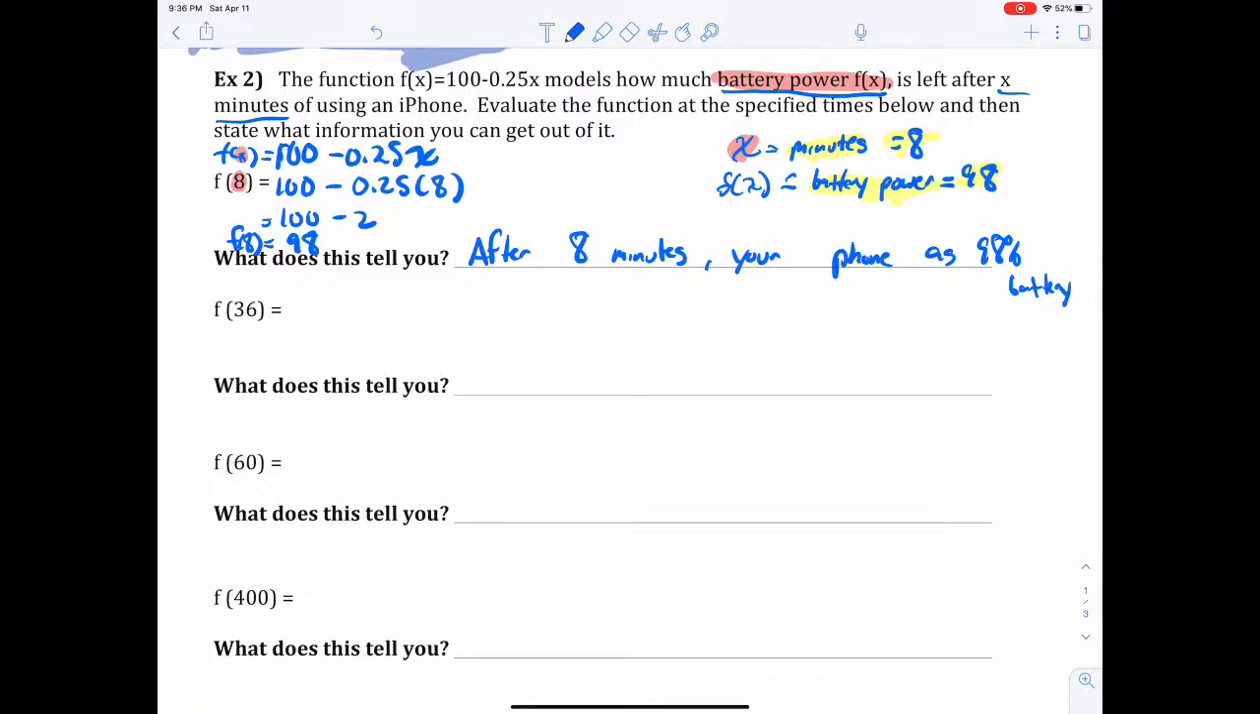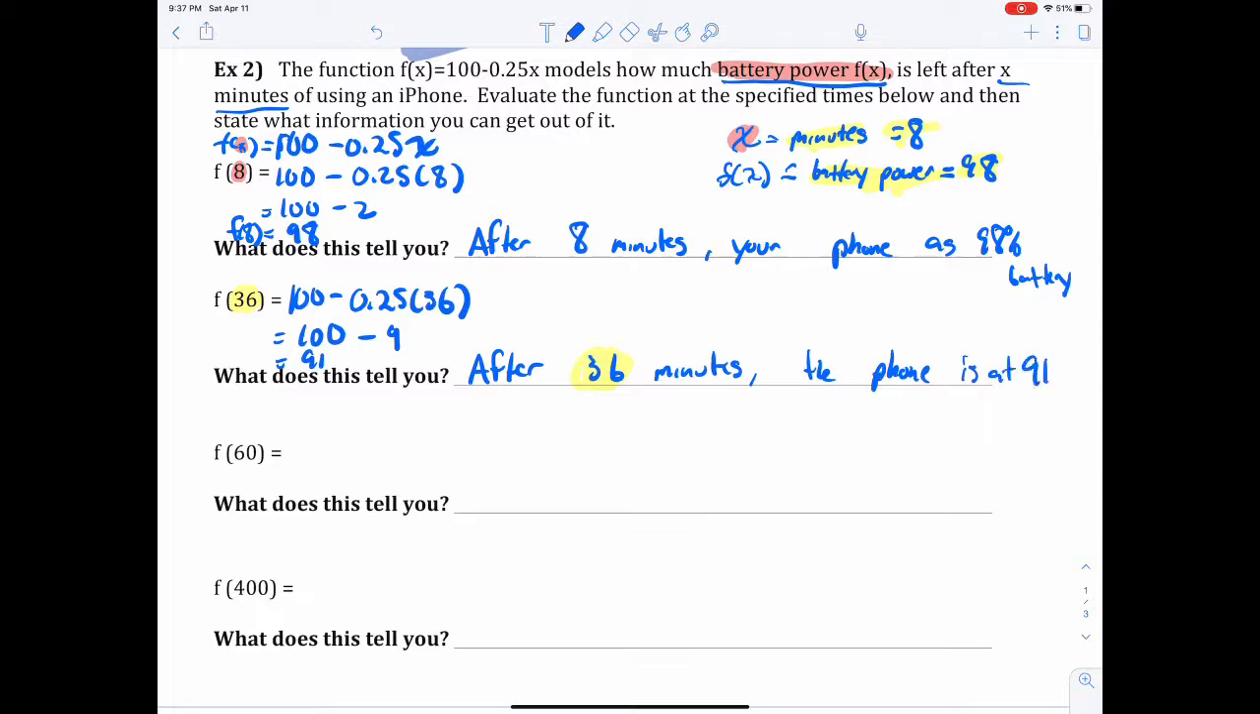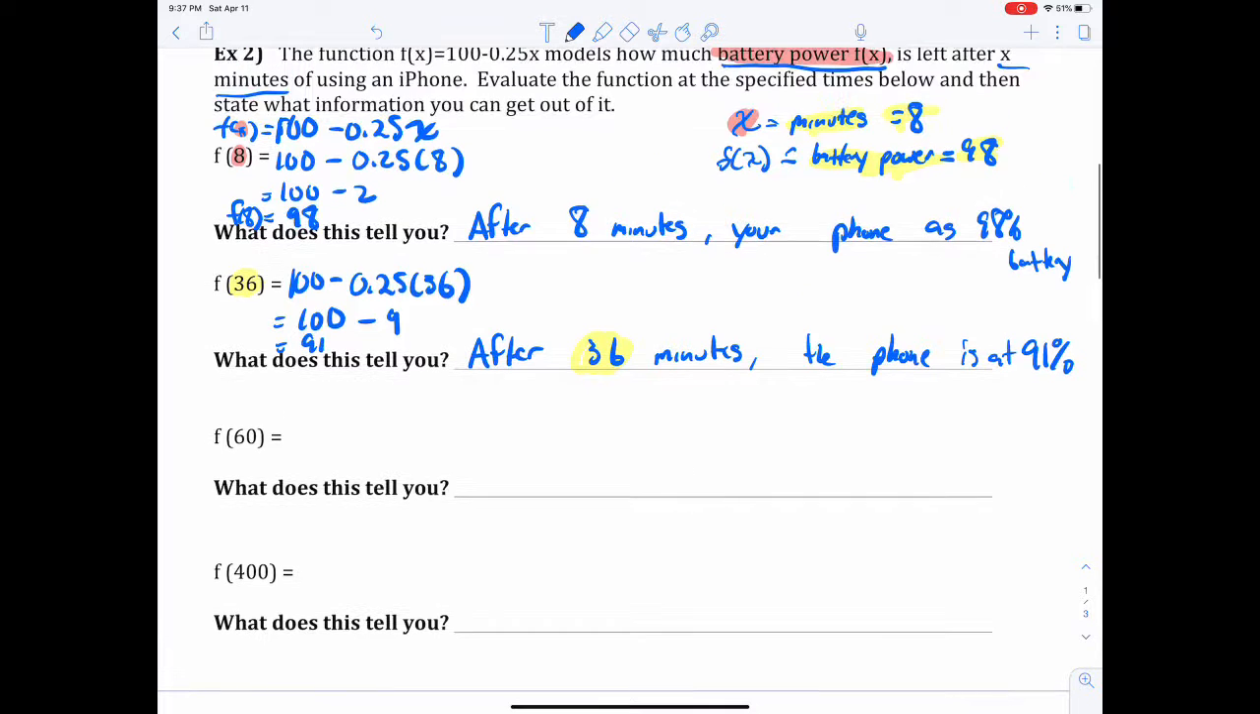All right, let's evaluate f of 36. Same idea, we're going to plug in 36 for x, right? So we should get 100 minus 9, and that will be 91. So our x was 36, and x is minutes. So after 36 minutes, the phone is at 91%. That's our output. Alrighty. Go ahead and pause the video and try those two, and those will actually be the last ones I fully go over.